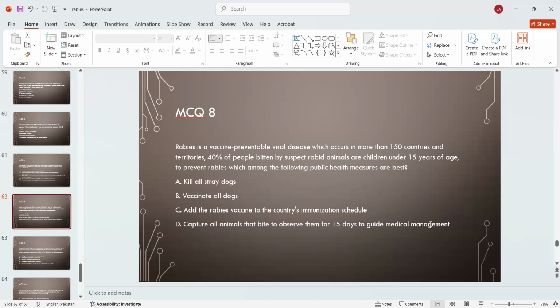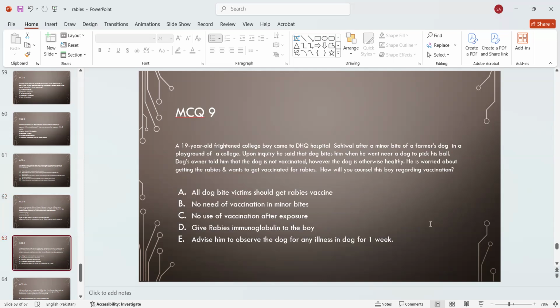A. Kill all the stray dogs. B. Vaccinate all dogs. C. Add the rabies vaccine to the country's immunization schedule. Or D. Capture all the animals that bite to observe them for 15 days to guide medical management. The answer is B. Vaccinate all the dogs.